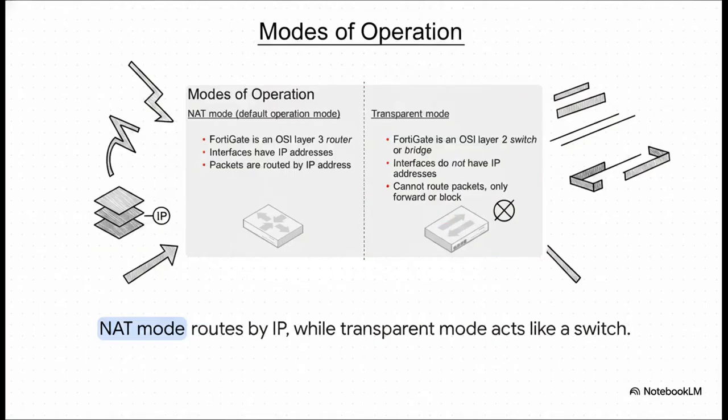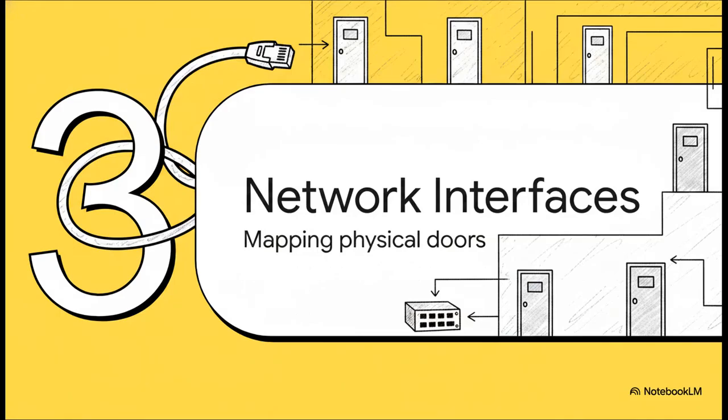Now, out of the box, your FortiGate operates in NAT mode. There's also transparent mode where the firewall acts kind of like a layer 2 switch without IP addresses on its interfaces. But for this explainer, and really the default behavior you'll see, we're focusing on NAT mode. In this mode, the FortiGate acts as an OSI layer 3 router. Packets are routed by IP address, which simply means every single interface handling traffic absolutely requires its own IP address to function. Which brings us to Section 3, configuring network interfaces.